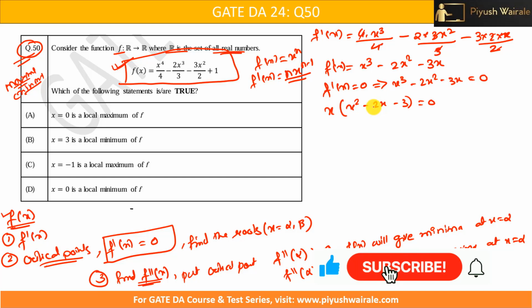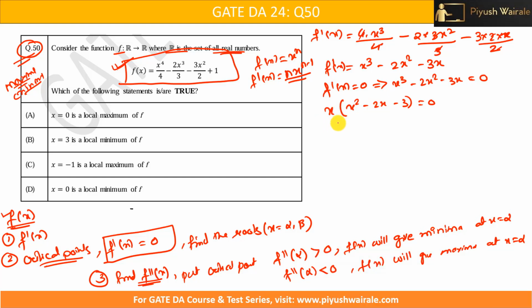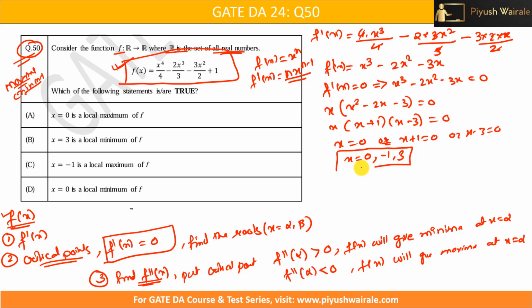So I can write this as x times x plus 1 times x minus 3 equals to 0. Now just equate this. It means that x equals to 0 or x plus 1 equals to 0 or x minus 3 equals to 0. So roots are x equals to 0, minus 1 and 3. These are the roots of this particular f dash of x, and these are my critical points.